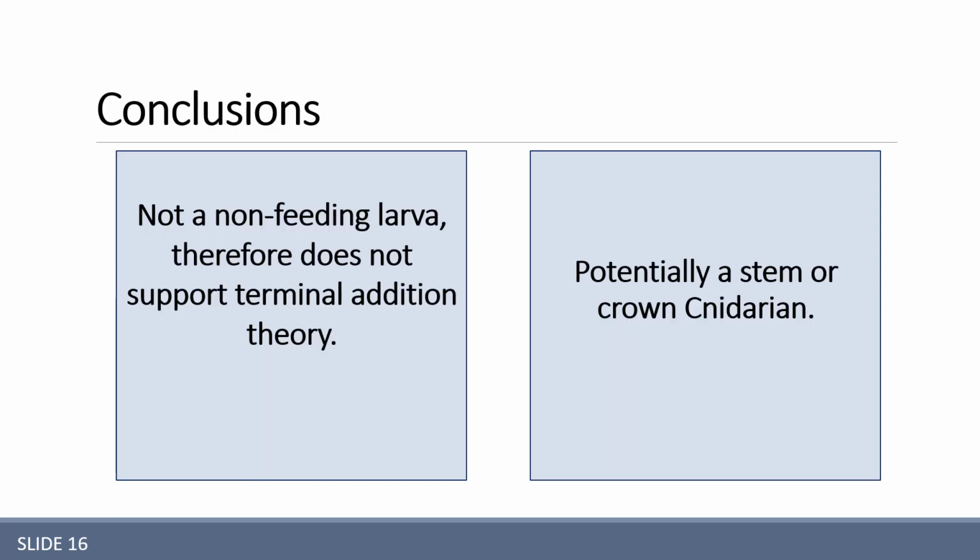Because we find a gastric cavity-like structure in Eolarva, which continues to an opening at its apicalmost part of the body, we can conclude that Eolarva doesn't seem to be a non-feeding larva, and therefore it does not support the terminal addition theory, which states that a larva was the first ever metazoan form. In terms of its phylogenetic affinities, at this stage, we can only conclude that Eolarva may represent a potential stem or crown cnidarian, but its evolutionary significance cannot be fully realized just yet.